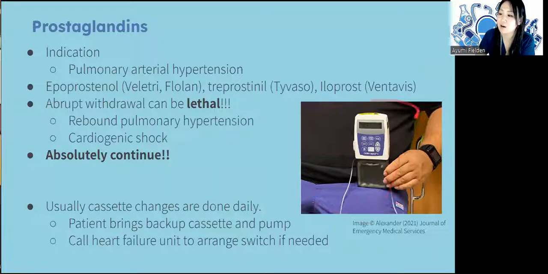And these are sent by a specialty pharmacy. So if you run out and you call your normal pharmacy, guess what? They won't have that. So we need to make sure we arrange that beforehand. That's really, really important.